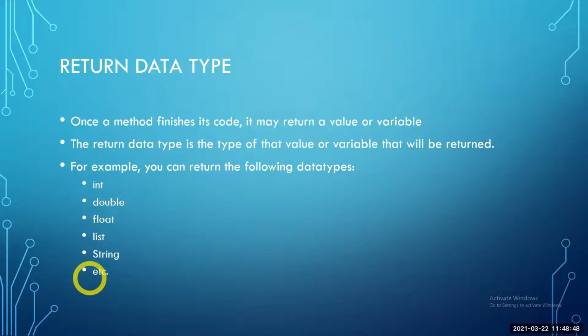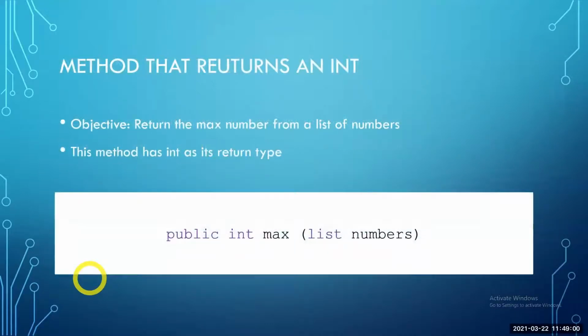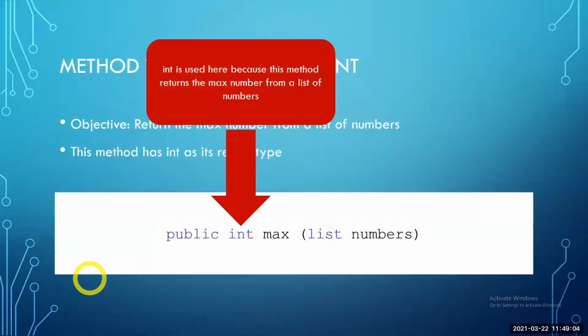So we have integers, we have doubles, we have strings, we have lists. Eventually we have arrays. All of those different things we can return from a method. So in this example, this method returns an integer, the max number. We pass in a list of numbers, we find whatever the biggest number is, and we return that from our method. So that's the return type, an integer.